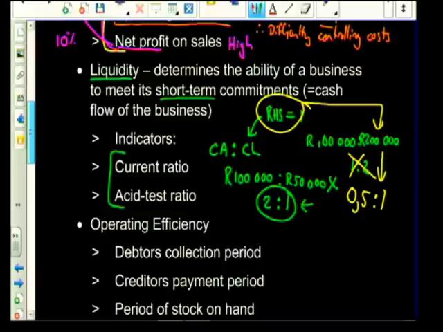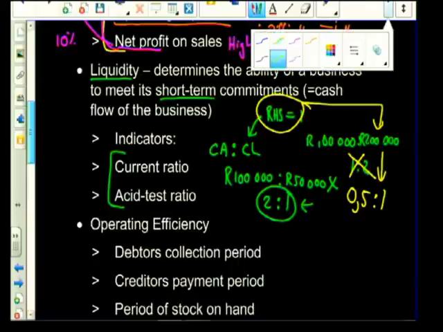The reason we do that is so that we can compare the ratios from one year to the other carefully, and that we know what we are doing when we compare them and can see whether they've increased or whether they've decreased. So the current ratio and the acid test ratio really tell you whether your business is liquid or not. And you'll know how to calculate them from grade 10. You have done them in grade 10.